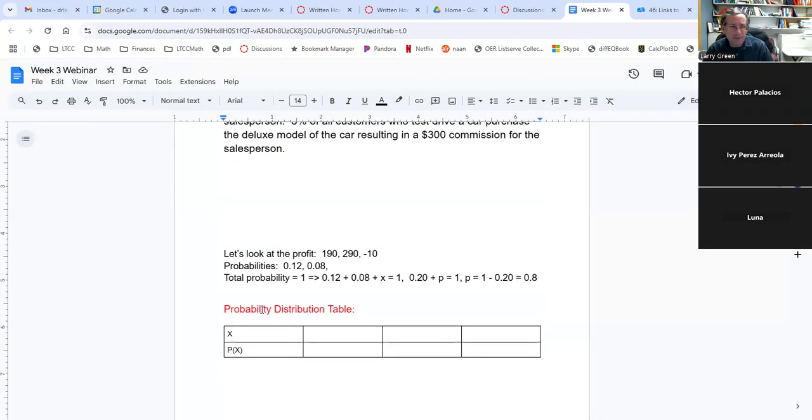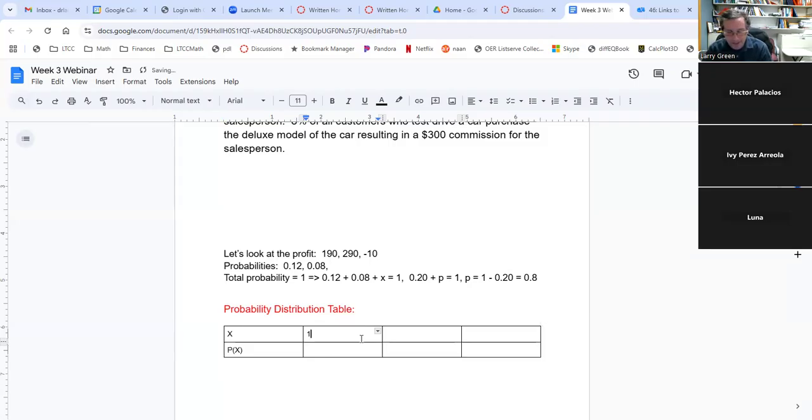Okay, so now we're going to make what's called a probability distribution table. A probability distribution table really has two pieces. It has the values and it has the probabilities of those values occurring. The values are often called x, and p is used for probability. So now we've already done the work. Now we just type them in.